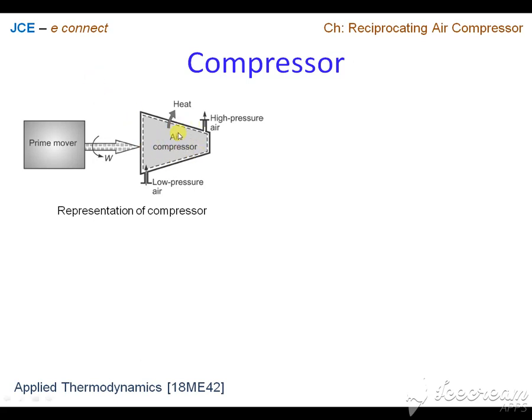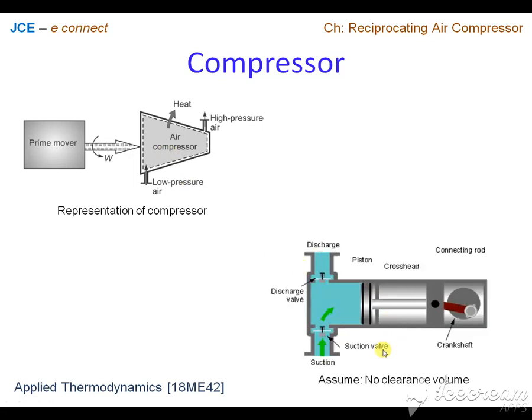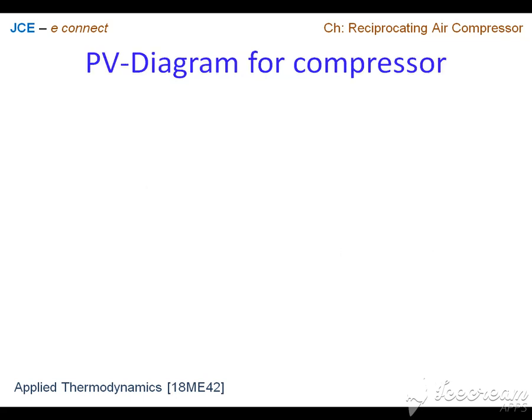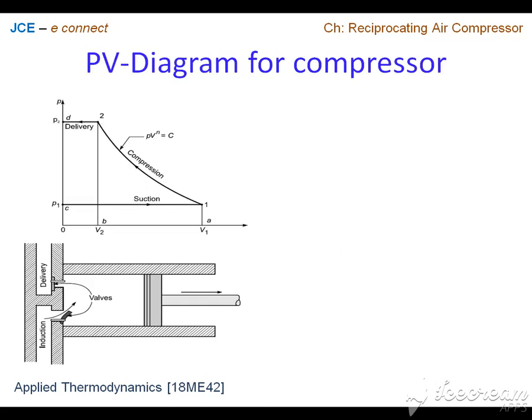Now looking at the action that is taking place within the compressor, we can see from this that the reciprocating action helps in increasing the pressure of the air. For our derivation, we are considering a PV diagram without any clearance volume. So there is no clearance volume. Now let us look at the PV diagram, and it is very clear that there is no clearance volume shown here, and the swept volume starts from C to 1 as shown here.